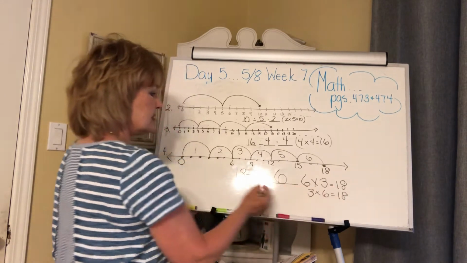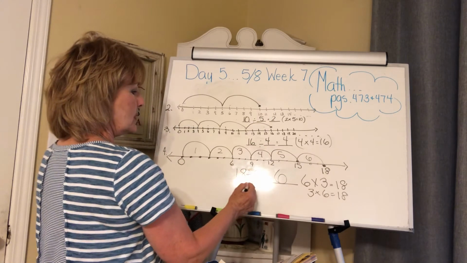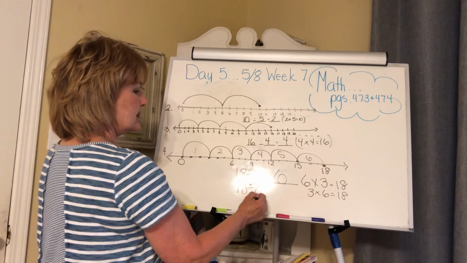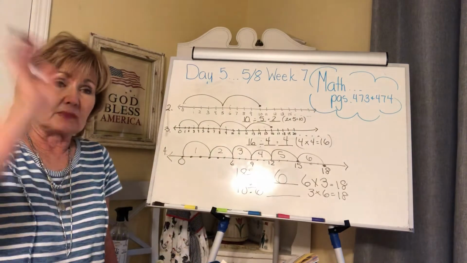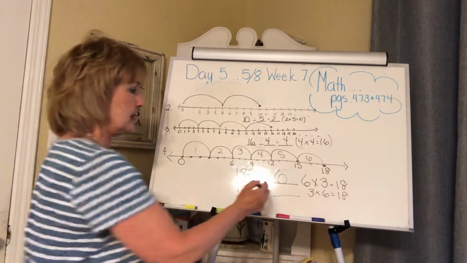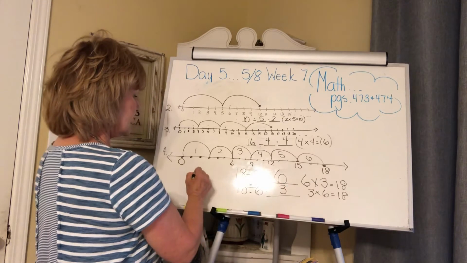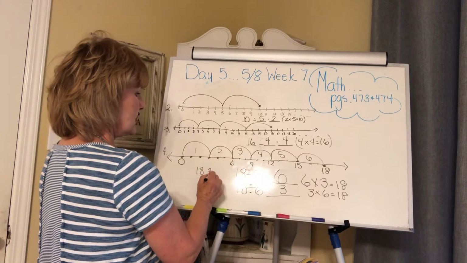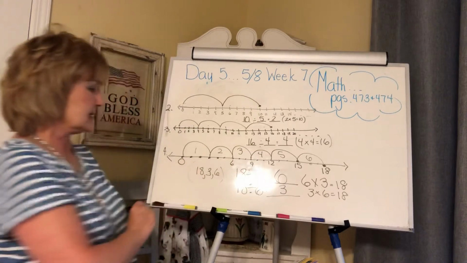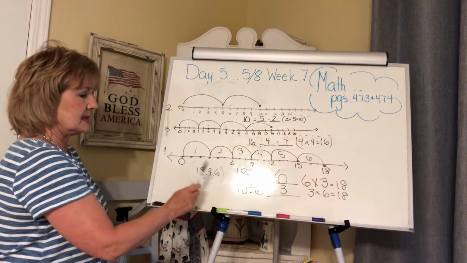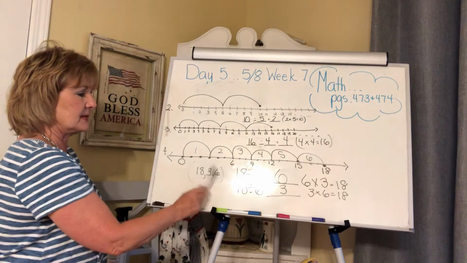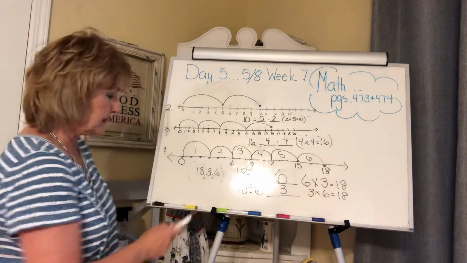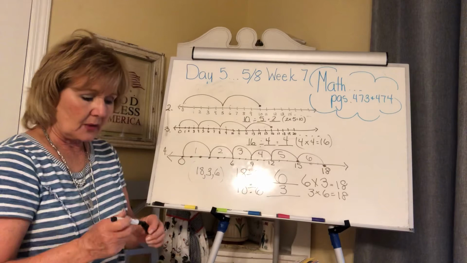And I bet you will know what is 18 divided into groups of 6. Raise your hand. 3. You're right. Because this fact family is 18, 3, and 6. 3 times 6 is 18. 6 times 3 is 18. 18 divided by 3 is 6. 18 divided by 6 is 3. Alrighty. They belong together.